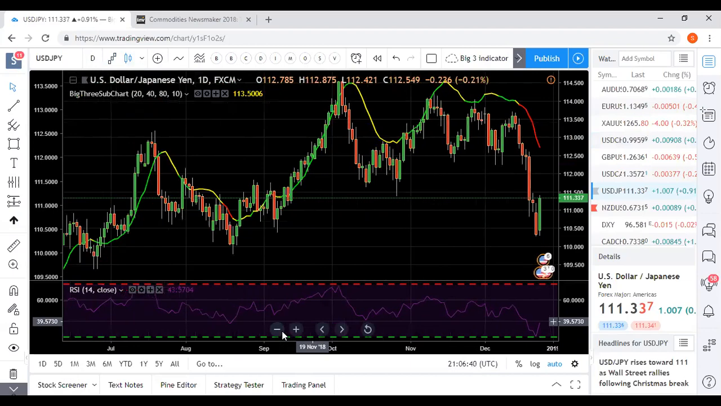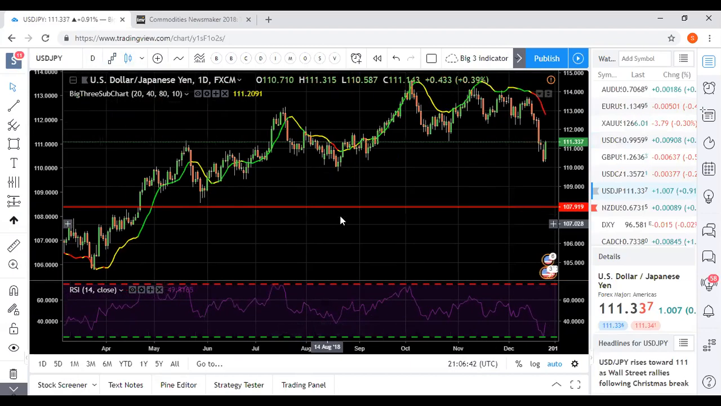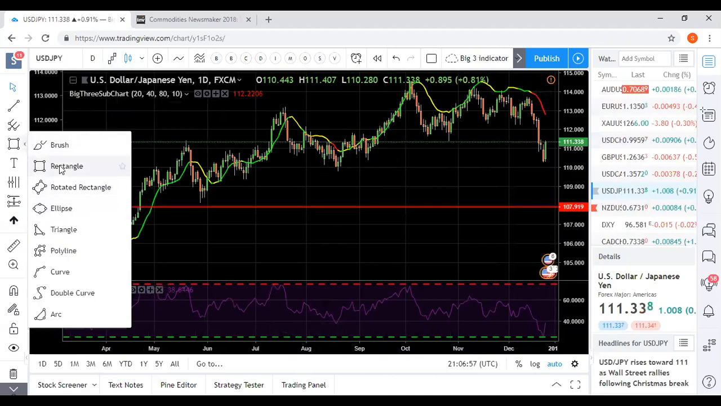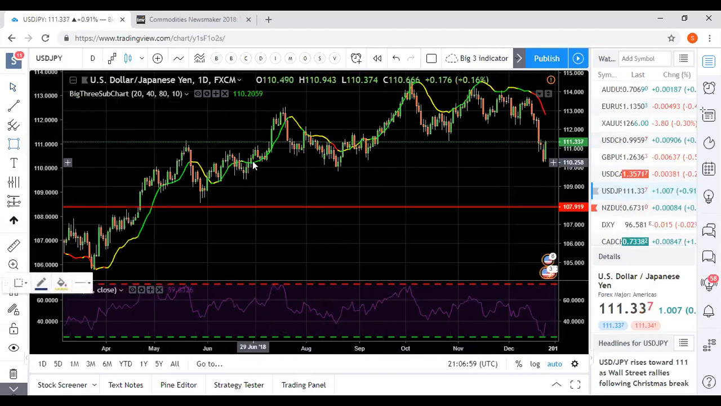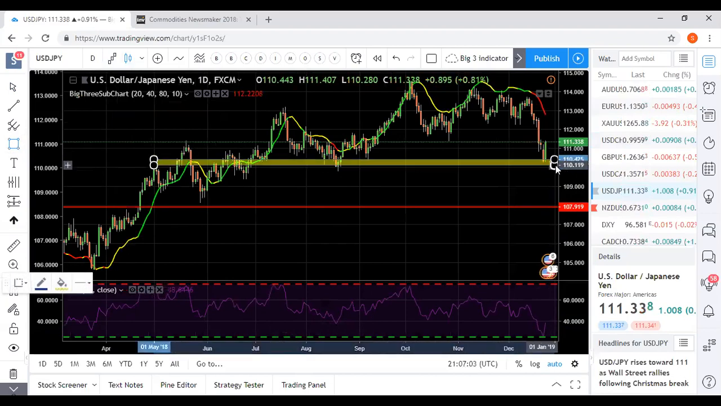Now we're going to look for the patterns here. There is a massive support at roughly between 109 and 110. So potentially it will hit the support and go back up. Roughly around this region, as you can see, is a good support. Let's draw from here. It's a good support at this region, right?